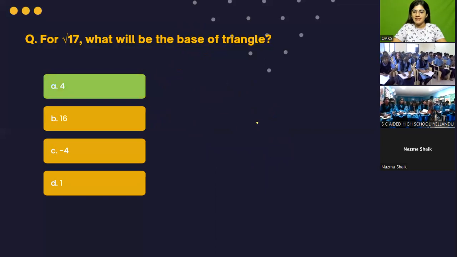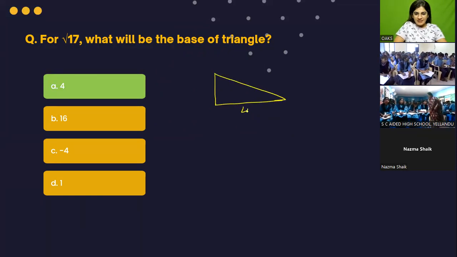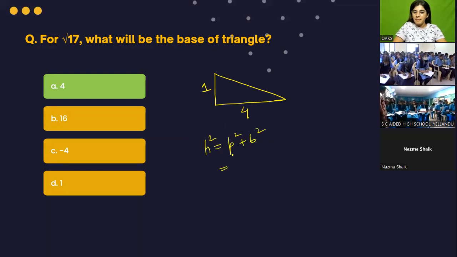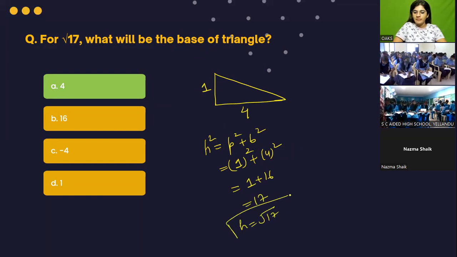Okay, school 1 has answered correctly, and school 2, I'll make you understand. This will be 4, this will be 1. Now putting in the Pythagoras theorem, perpendicular is 1, base is 4. So we get 1 plus 16, that is equal to 17, and h is equal to root 17. Do you understand, school 2?